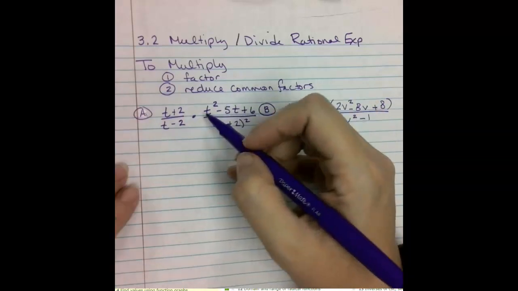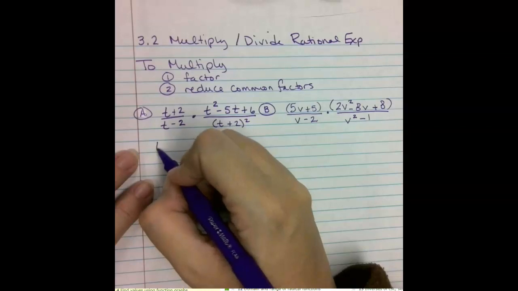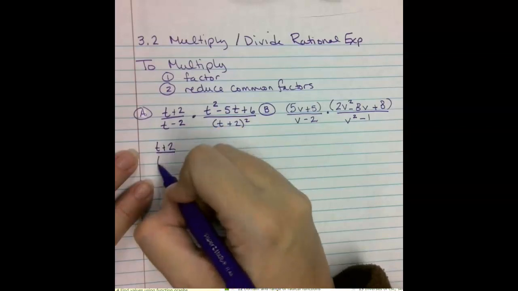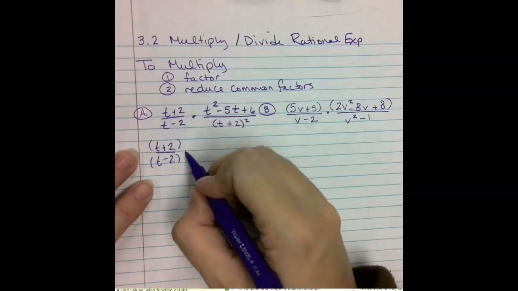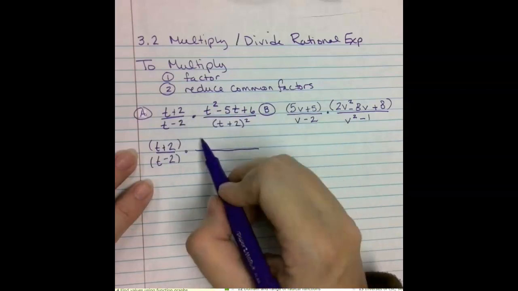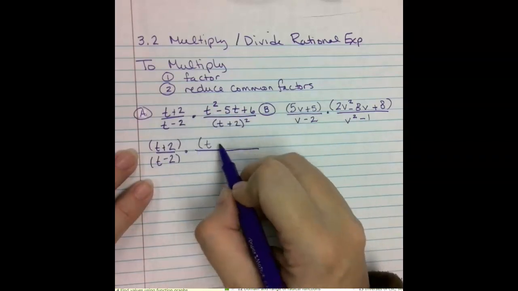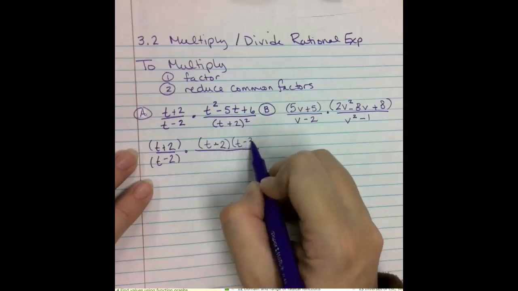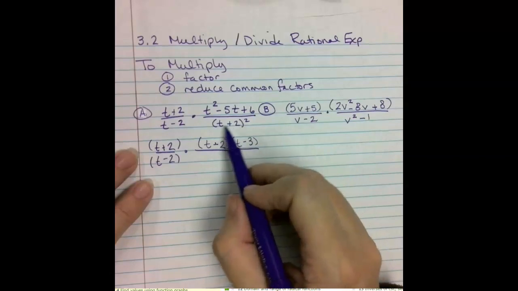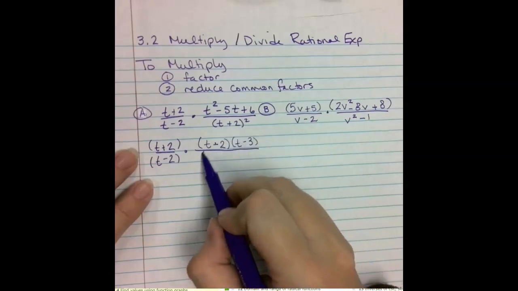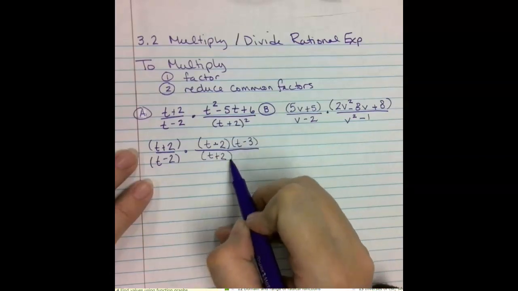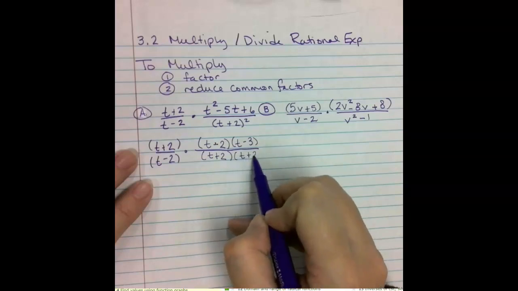This one I need to factor, so I'm going to copy this down. T plus 2, t minus 2. These I didn't need to do anything with. Now I need to factor this top one, which I'm going to have t minus 2 and t minus 3. And then the bottom is actually already factored. I just got the square there, so it's a t plus 2 and a t plus 2.